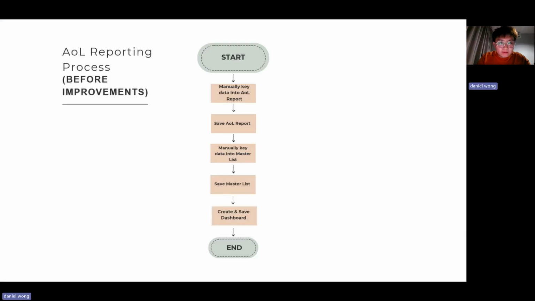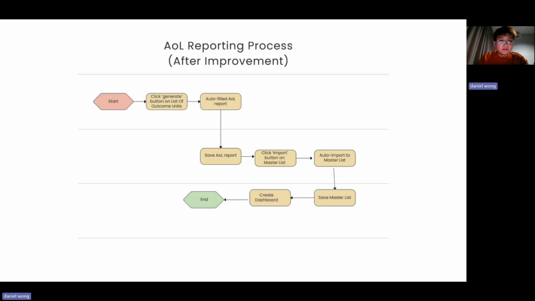Here is the before improvement process. The user had to manually enter data into a report, save the file, and then re-enter the same data into the master list before finally creating the dashboard. And in our after improvement process, everything has been automated. The user only needs to click two buttons, one to generate all AOL reports and another to import them into the master list. So these Excel macros automatically fill in the data and save the results. This removes the repetitive manual work, saves time, and also ensures data accuracy.